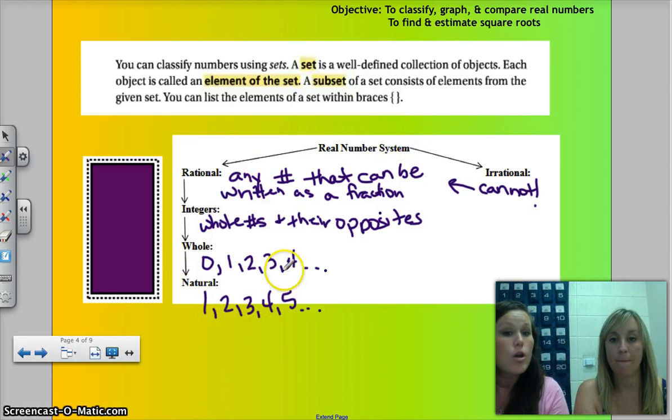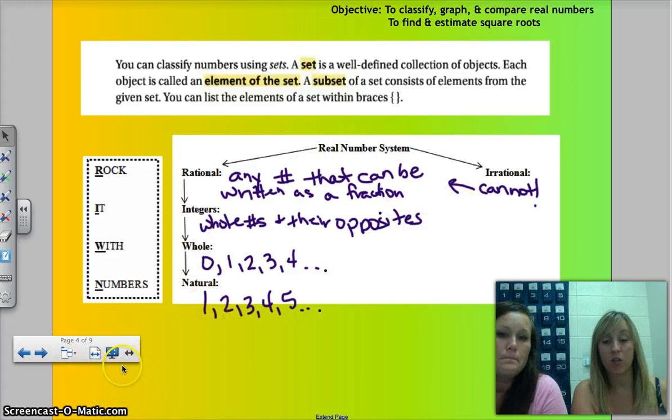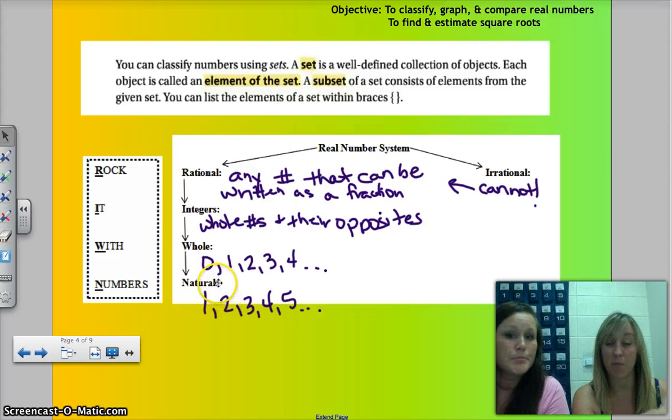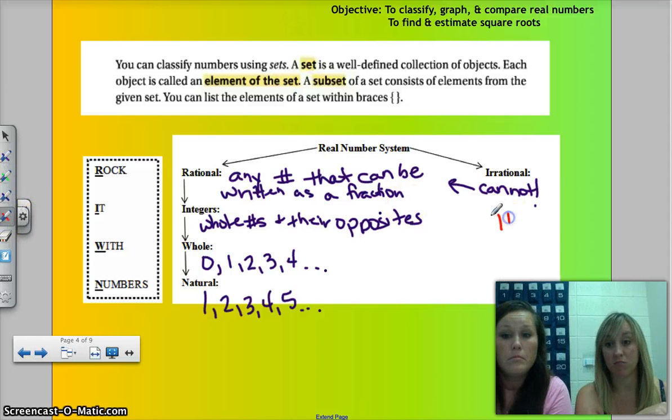I like this chart. We also have a way to remember all of these, and it's "rocket with numbers." Boom. R for rational, I for integer, W for whole, N for natural. So guys, remember that all numbers are real numbers. Then the real numbers break off into 2 categories, rational and irrational. And then under rational are 3 other subsets. I like to think of the rational numbers as the pretty numbers that we like to work with. Irrational numbers are kind of those ugly numbers like pi that are just long and ugly.